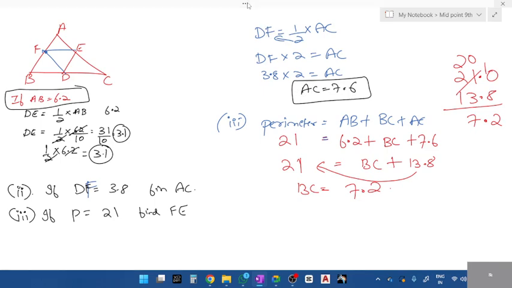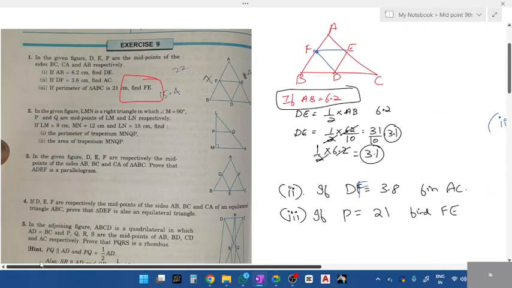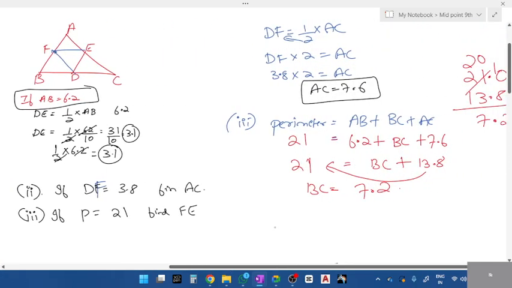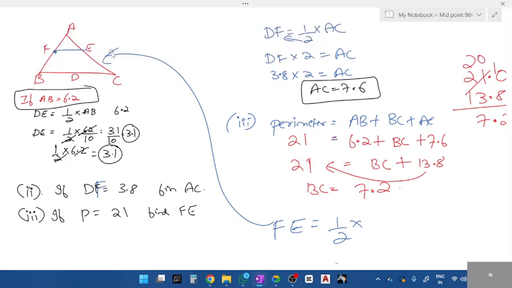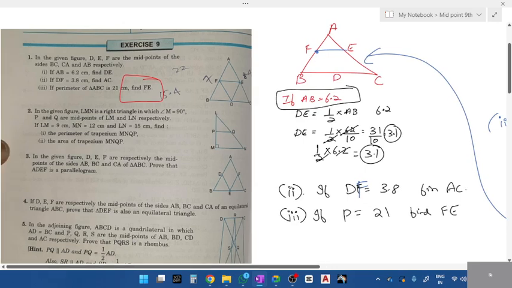Right. Okay. Once you find BC, what are we supposed to find here? After applying perimeter, you have to find FE, right? So the formula for FE will be half of... look at line FE. Yes, tell me students, FE is which one? Midpoint line for BC? That's it. This is the concept. See, why did we use the perimeter formula here? Just because they have given the value here, right?